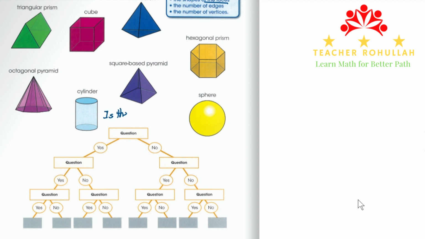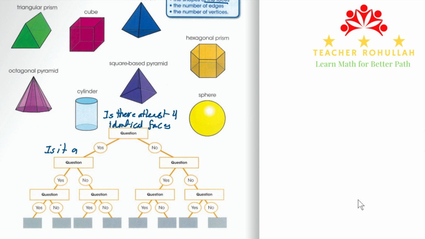Is there at least 4 identical faces? Identical faces are the faces that are the same, exactly the same. We have 2 options, yes or no. If yes, then the question is, is it a prism?